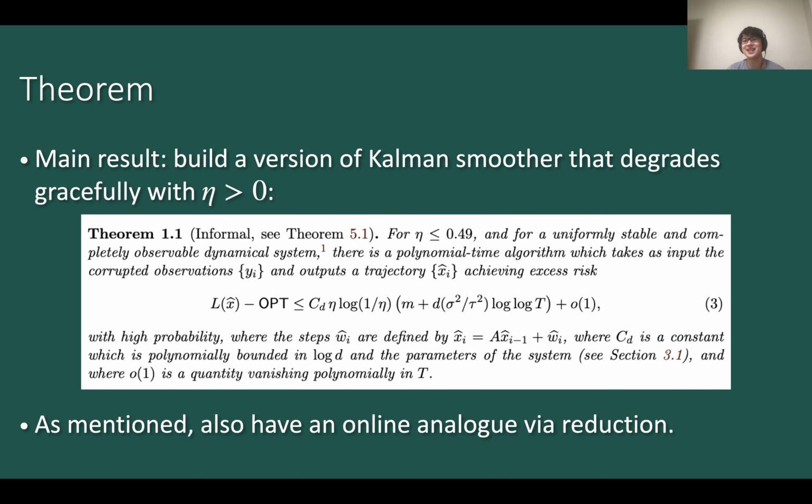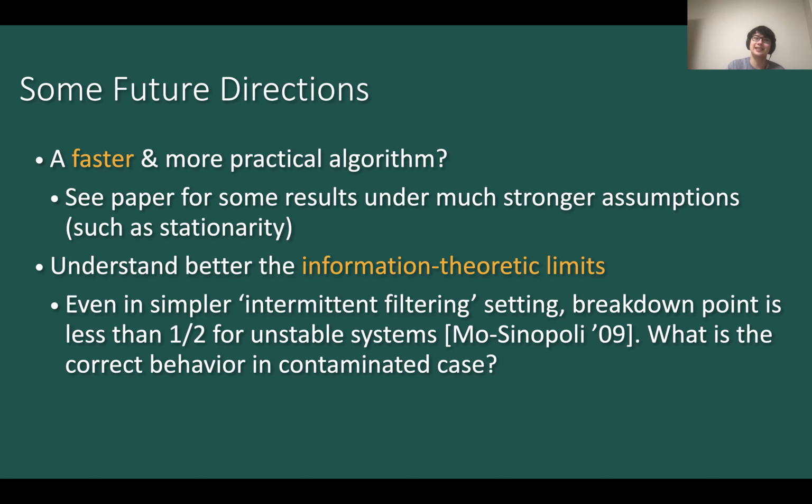Okay, so this is the main theorem of the paper. And it's saying that we can indeed build a version of the Kalman smoother whose performance degrades naturally as eta goes to 0. And this is with the observability and uniform stability assumption that I just mentioned. And also, if you see the paper, we have, like I said, a reduction that gives some kind of similar result in the online setting. Okay, so that, in short, was what we did.